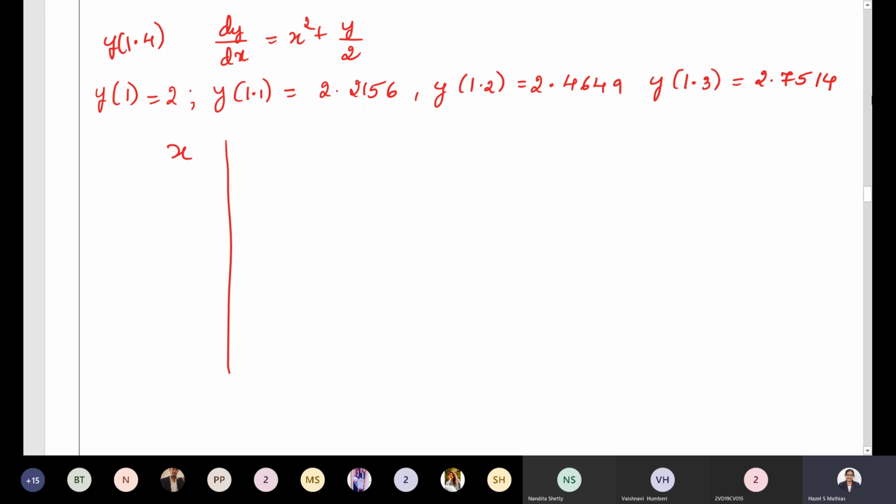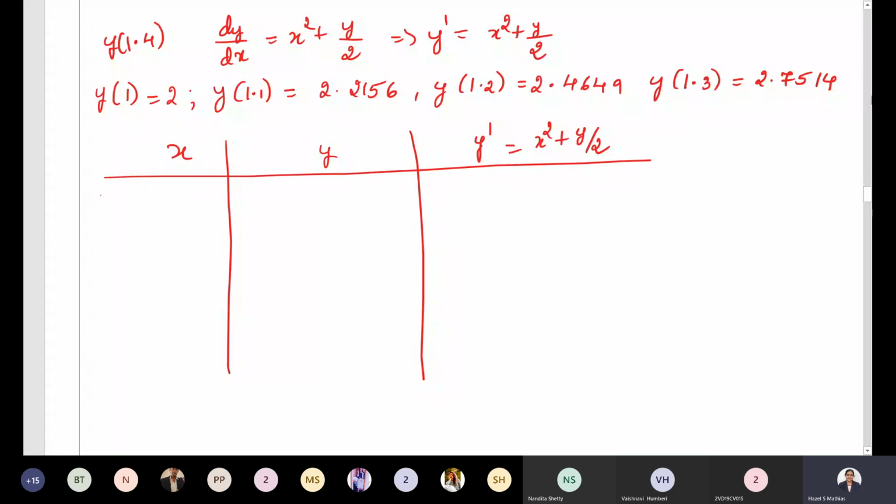X, y values, then we will find y dash. What is y dash? Here we have dy by dx can be written as y dash, that is x square plus y divided by 2. So what do we get now? List out the terms. X value, that is x naught value. What is x naught value? These are all x naught values: 1, 1.1, 1.2 and 1.3. So x naught value is 1. X1 value is 1.1, X2 is 1.2 and X3 value is 1.3.